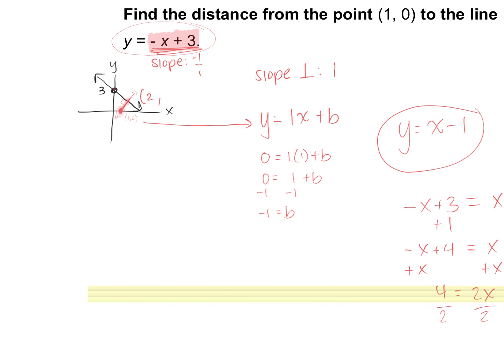Plug it in. To which one, Sophia? Y equals x minus 1? Could I plug it into the other one? Remember, don't those lines intersect at that point? So does it matter which one I plug it into? No, we're going to get the same answer. So Sophia's right. We can plug it into either one.